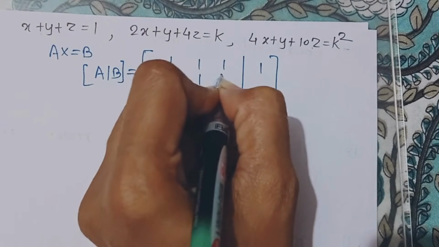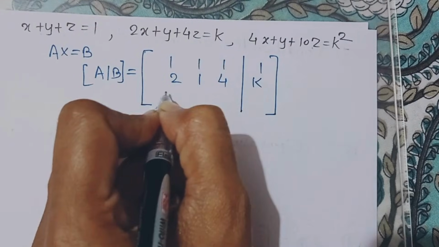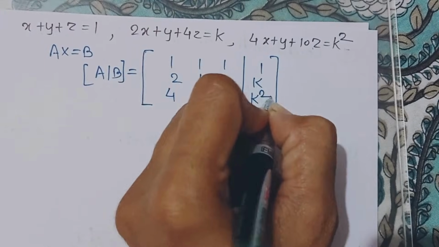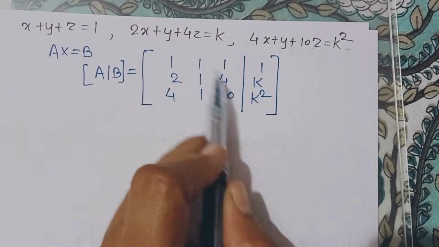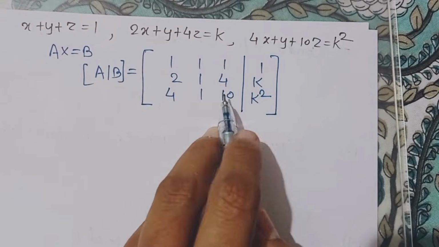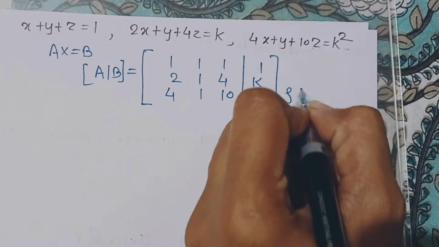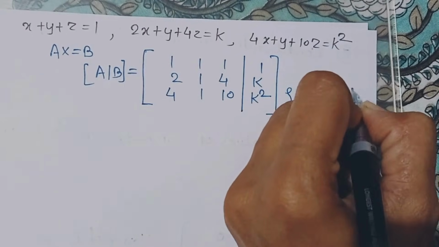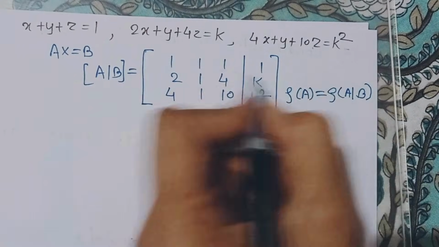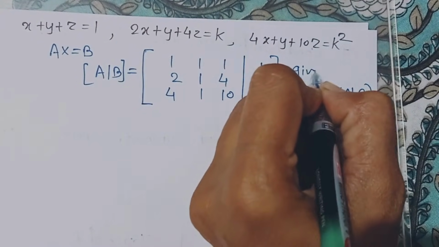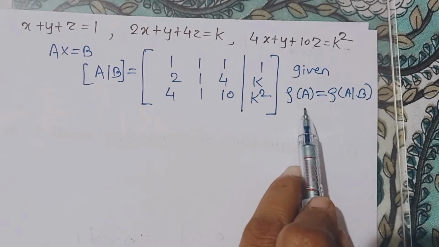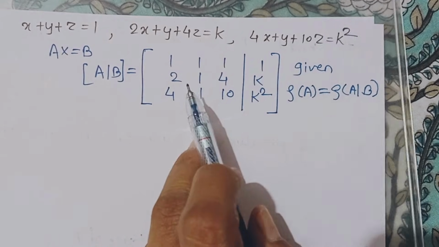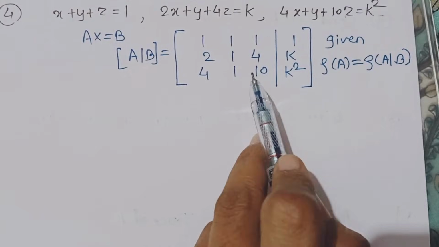2 1 4 k, next 4 1 10 and k square. It is given that this system is consistent. System is consistent means that rank of A is equal to rank of AB. This is given. So for that we have to find rank of A, and for finding rank of A, we have to convert this into echelon form.